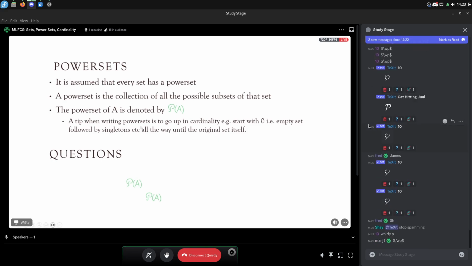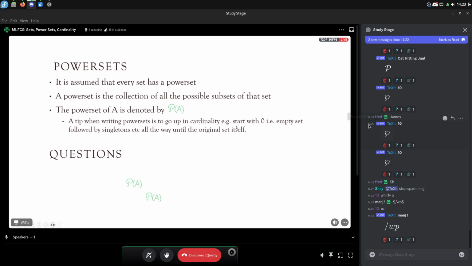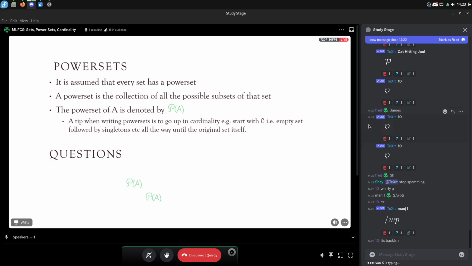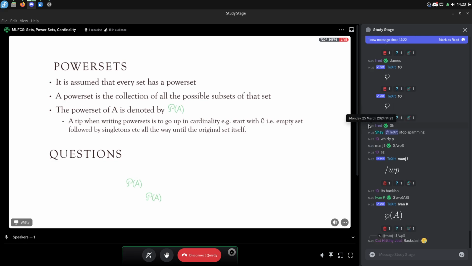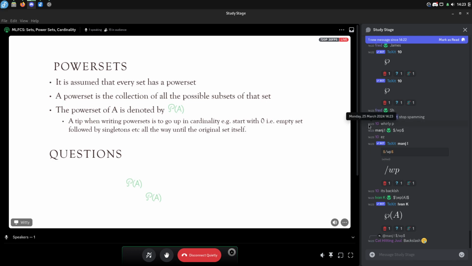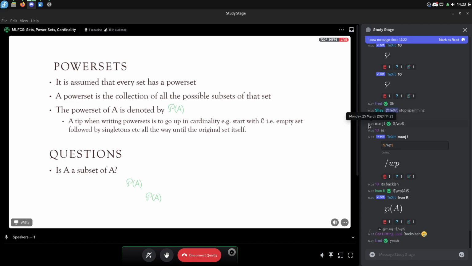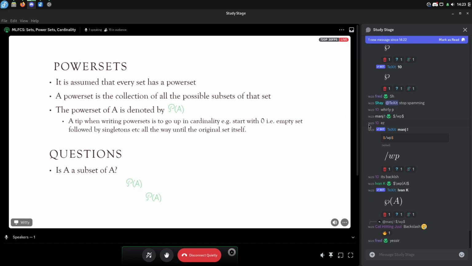Okay. So, a tip when writing power sets is to go up in cardinality. Start with the sets that have a cardinality of 0, basically the only thing is the empty set, and then follow it up with the singletons, which remember are sets with a cardinality of 1, and then keep going up until you do all the combinations and you reach the original set itself, which is still included in the power set, by the way, in case you were asking. So, I guess I kind of just answered this question. Is A a subset of A? Yeah, it is, because it's included in the power set of A, so itself is a subset of itself, and it's included in the power set.